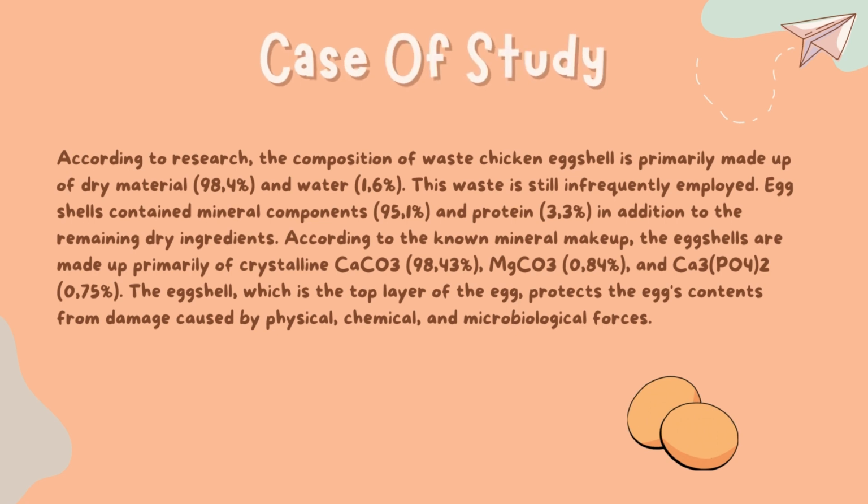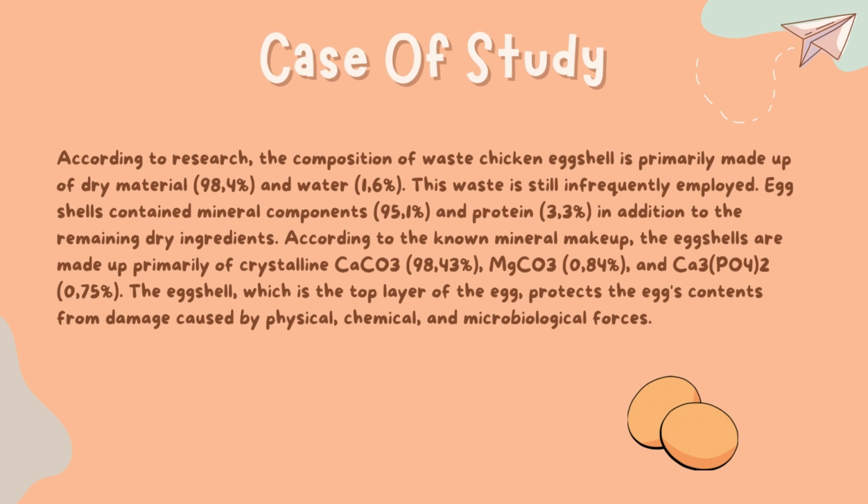The case of study, according to research, the composition of waste chicken eggshell is primarily made up of dry material 98.4% and water 1.6%. This waste is still infrequently employed. Eggshell contains mineral components 95.1% and protein 3.3% in addition to the remaining dry ingredients.